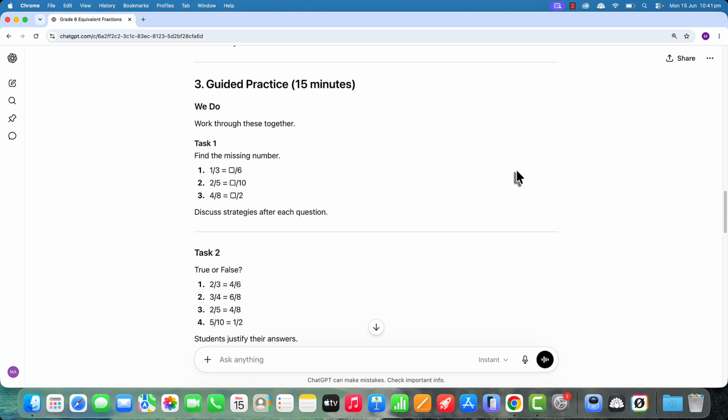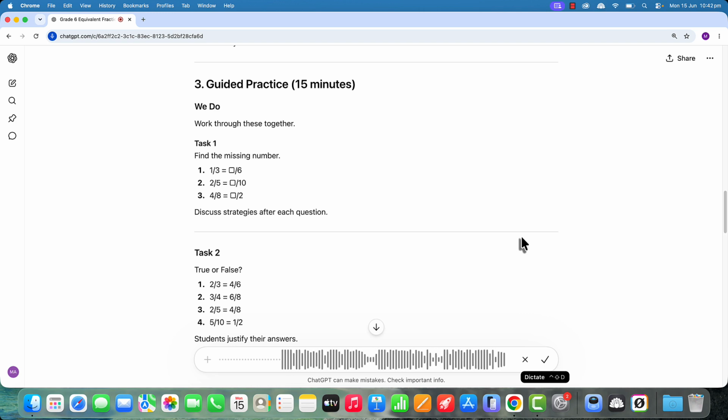Let's refine the guided practice by asking ChatGPT to include a few key elements. I want to refine the guided practice section by having 3 worked examples, 3 questions for students to complete with teacher support. I want questions to check for understanding, and I want any misconceptions. Let's see what it does.